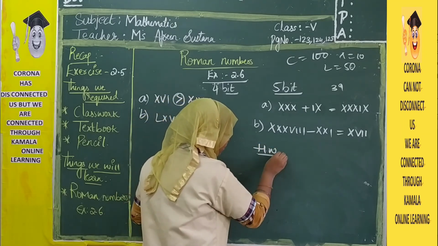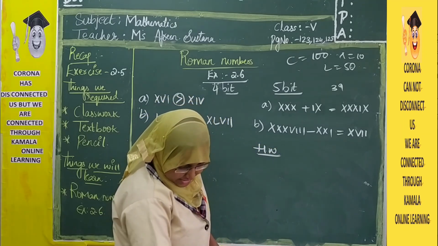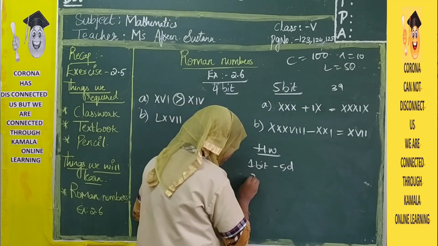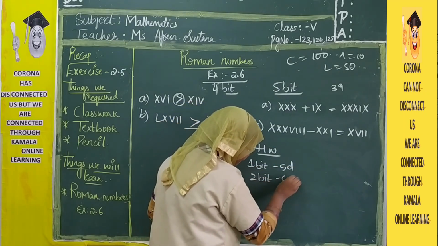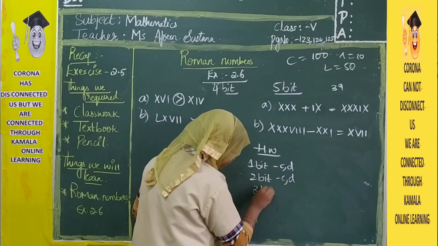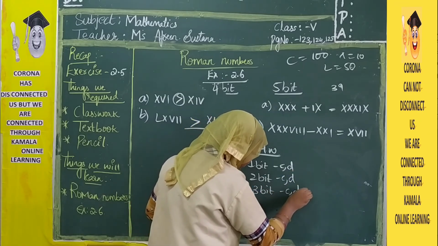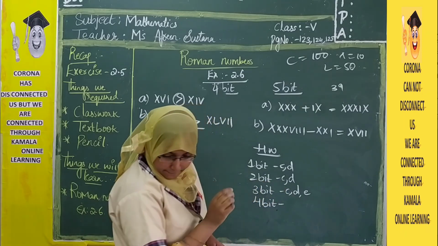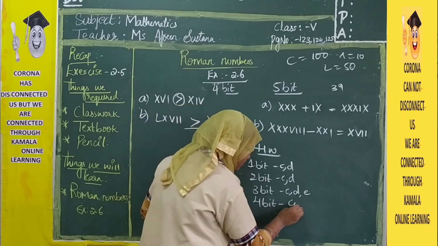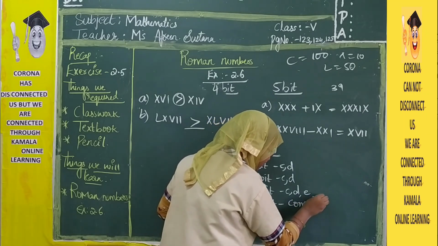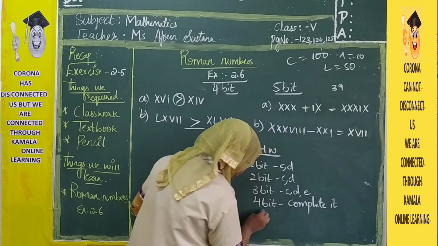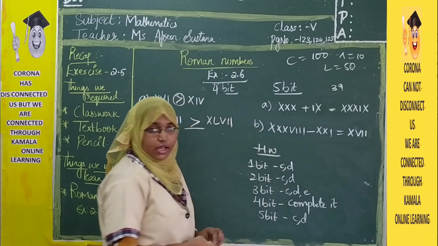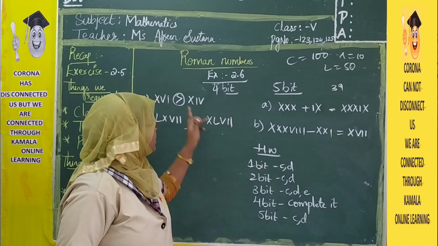What is your homework? So in first bit C and D, even second bit is C and D, third bit C, D, E, fourth bit you are going to complete it, and fifth bit last, just do C and D. This is what your homework for your exercise 2.6.